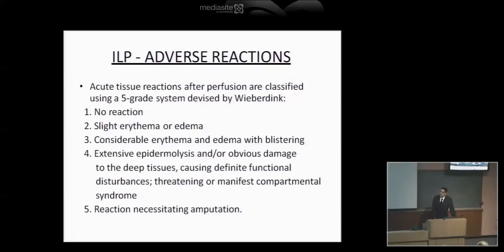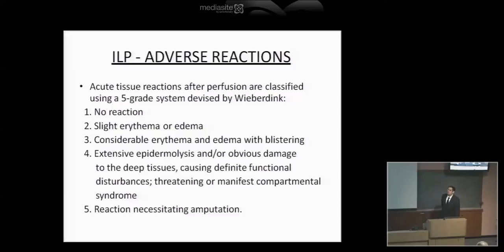Adverse reactions, obviously: it's taking pretty toxic medications and injecting them directly in high concentrations into the extremity. And most patients do have some degree of complications. The complications are divided into a 5-grading system. The local or minor complications are grades 1 and 2, which are no reaction or slight erythema or edema. Grade 3 is considerable erythema with blistering, while grade 4 is extensive epidermolysis with definite functional disturbances or compartment syndrome requiring fasciotomies, and grade 5, which is the most dreaded, is the need for amputation.